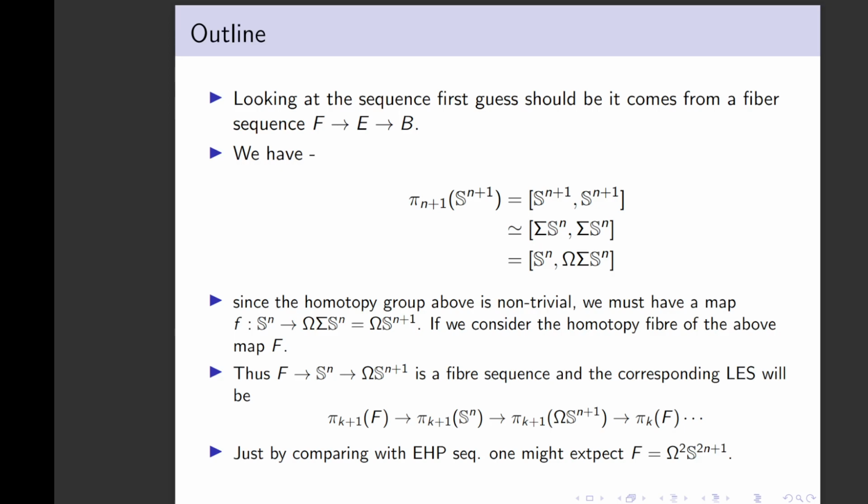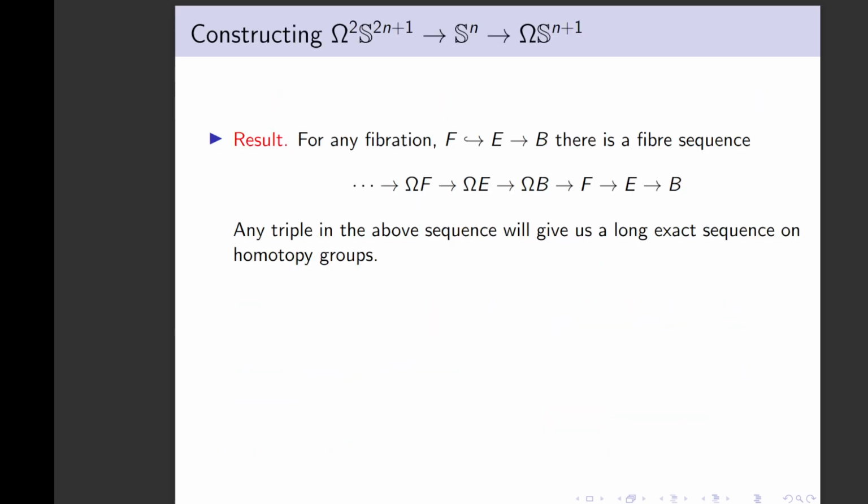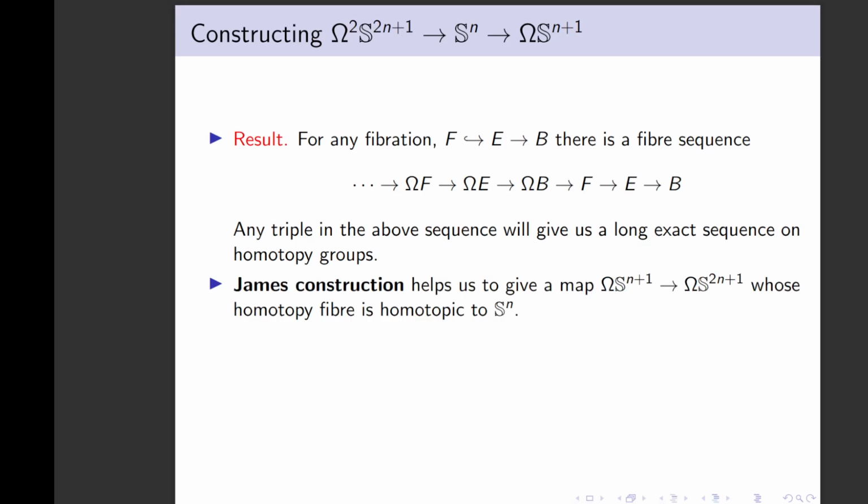Basically, you will compare it to that long exact sequence, and you expect this fiber to be this. So you expect to have a fiber sequence like this. For any fibration, there exists a fiber sequence like this. Apply loops. The James construction gives us a map from the loop space of S n plus 1 to the loop space of S 2n plus 1, and its fiber should be computed to be S n. If I take the corresponding one shift of it, there will be sigma squared of S 2n plus 1. So this is what we are expecting, and this is how we get that fiber sequence.